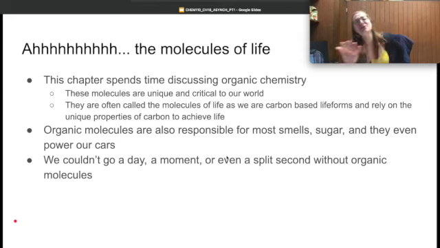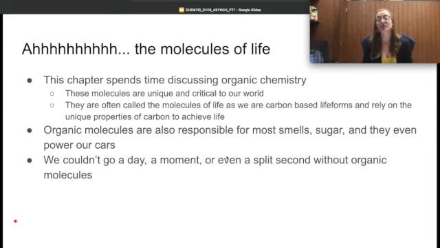The molecules of life. This chapter is spending some time discussing organic chemistry. These molecules are very unique, and you'll see some of the ways that they bond and things like that, where they are a little bit different from some of the things we've looked at in the past because we focused on inorganic molecules. Now it's time to talk about the organic molecules.